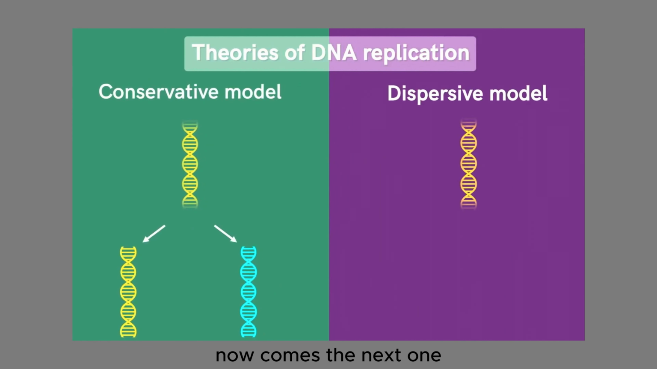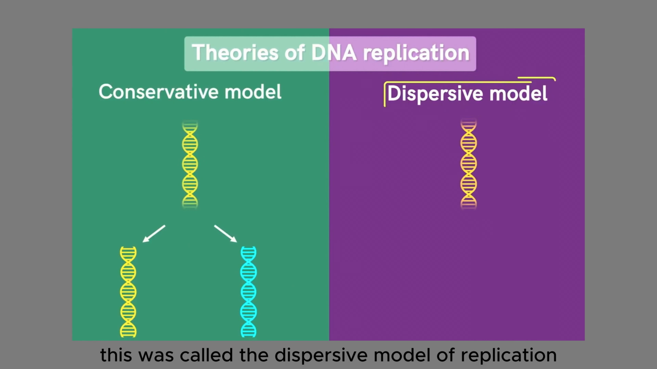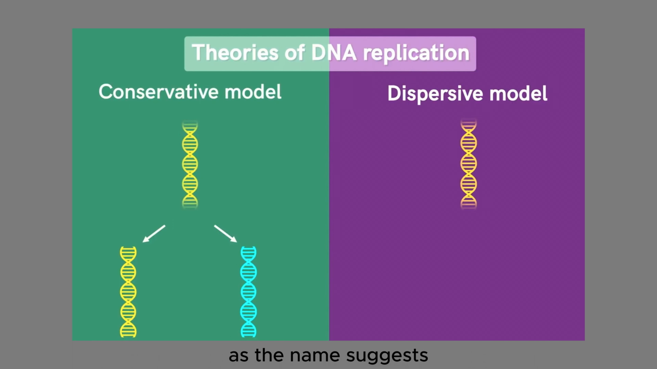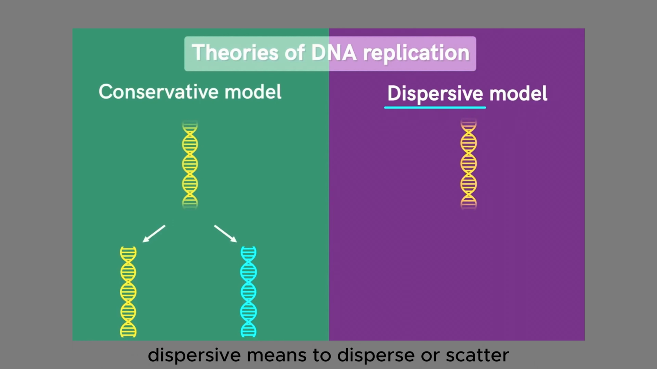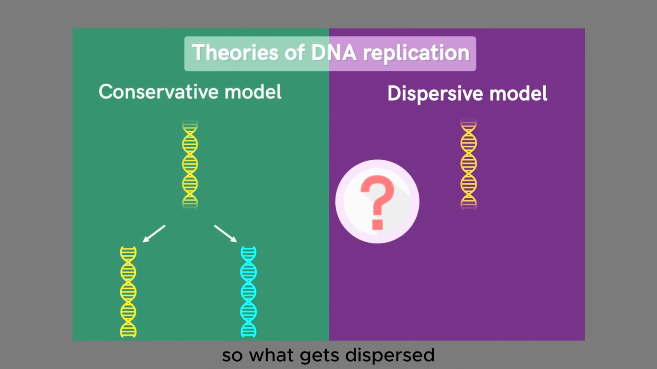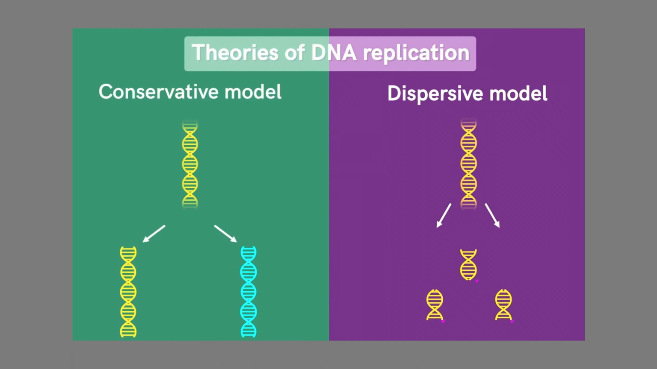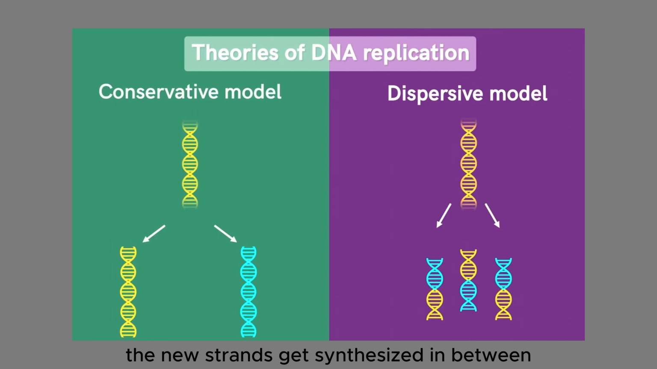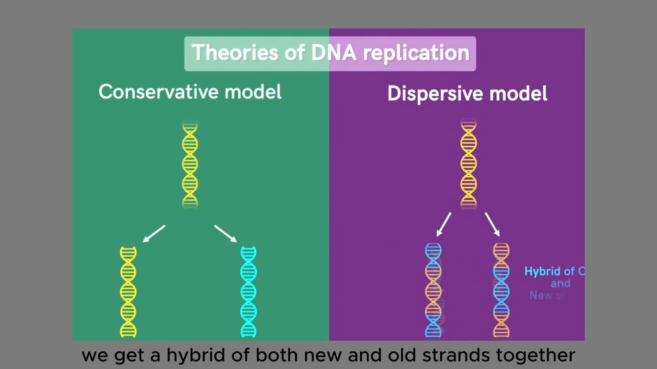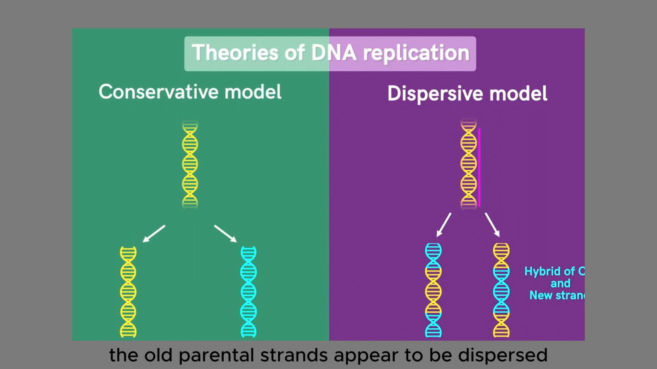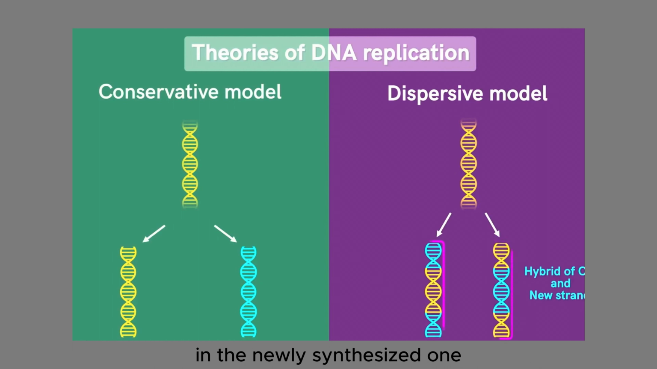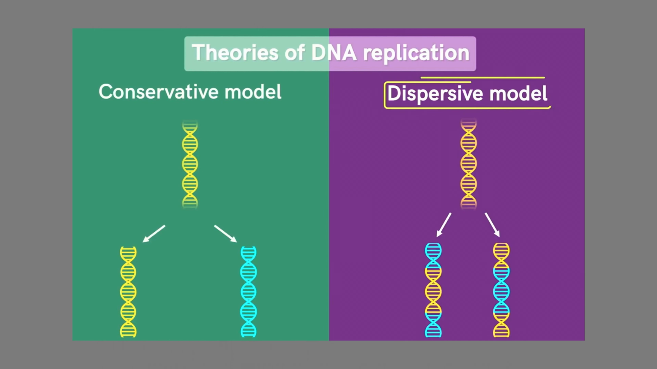Now comes the next one. This was called the dispersive model of replication. As the name suggests, disperse means to scatter. So, what gets dispersed? Well, according to this model, the DNA which is about to replicate breaks into small fragments. New strands get synthesized in between. As a result, we get a hybrid of both new and old strands together. The old parental strands appear to be dispersed in the newly synthesized ones. Hence, this model is named dispersive.